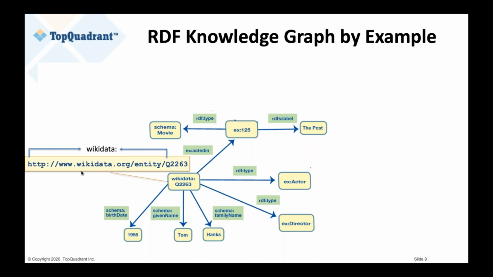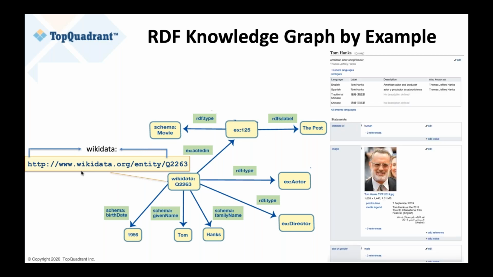Then for things like schema movie, which is a type of The Post, and for given name, family name, birth date, we're using URIs from something called schema.org. I will talk about it later on. And then we have our own with a prefix EX, which stands for example, just as an example here. That's Tom Hanks information from Wikidata that you could see if you wanted to connect to it. You could actually gather a lot of information about Tom, and you could take advantage of it without having to capture it in your own knowledge graph.